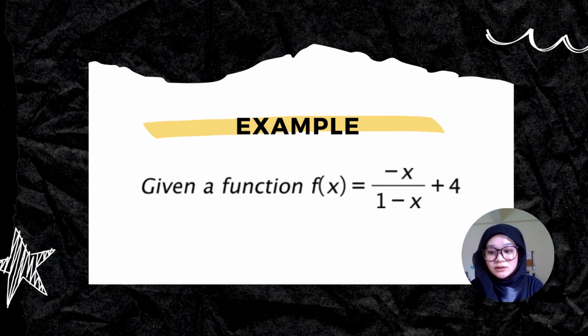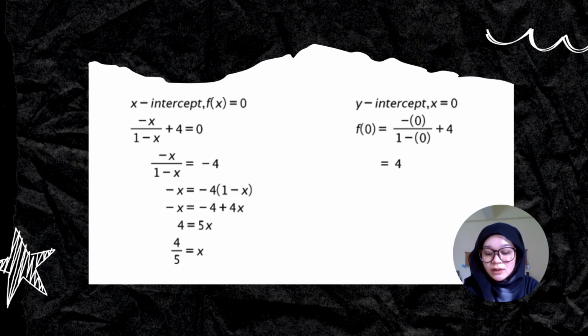Given a function f(x) equal to negative x over 1 minus x plus, first we need to find the x and y-intercept. For x-intercept, just take the equation equal to 0. Then we will get 4 over 5 for x-intercept. For y-intercept, just substitute the x value and we will get 4.